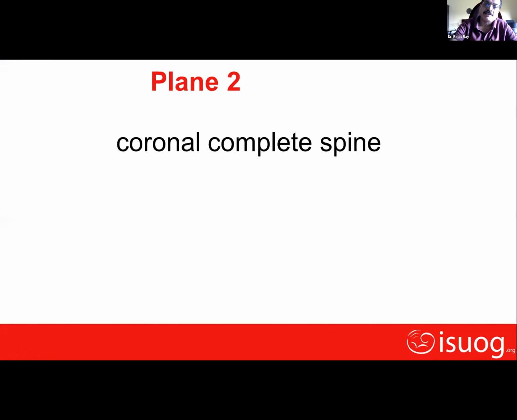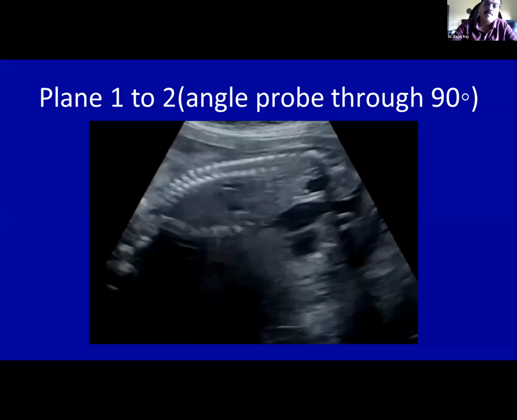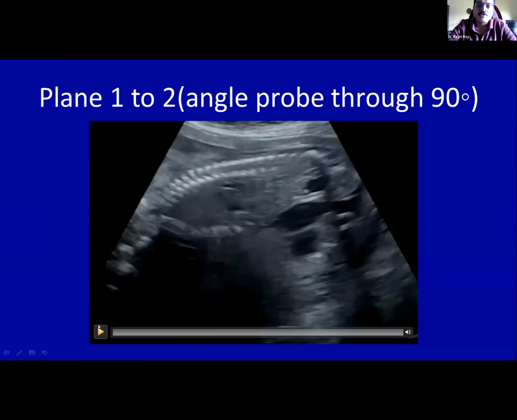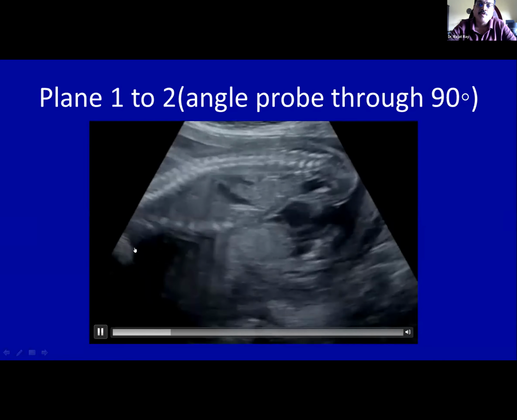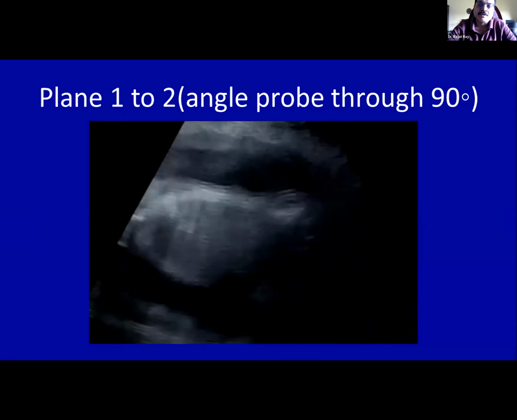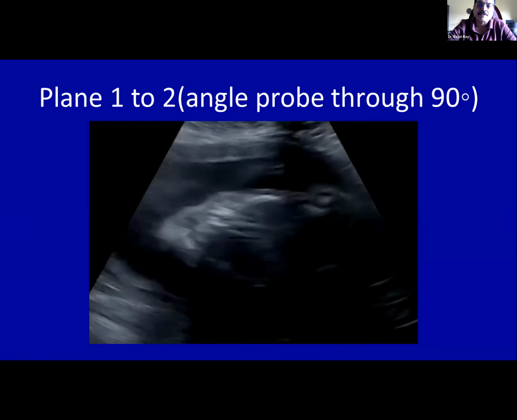Then we go to the second plane, that is a coronal complete spine. So how do we come to coronal? All these movements of the probe are easy, just think of how to come. Once the baby is in sagittal position and you want to come to coronal, you have to angle your probe through 90 degrees. It is as simple as that. So plane 1 to 2, angle probe through 90 degrees. Start with sagittal section, then move your probe 90 degrees, then try to see the coronal section.